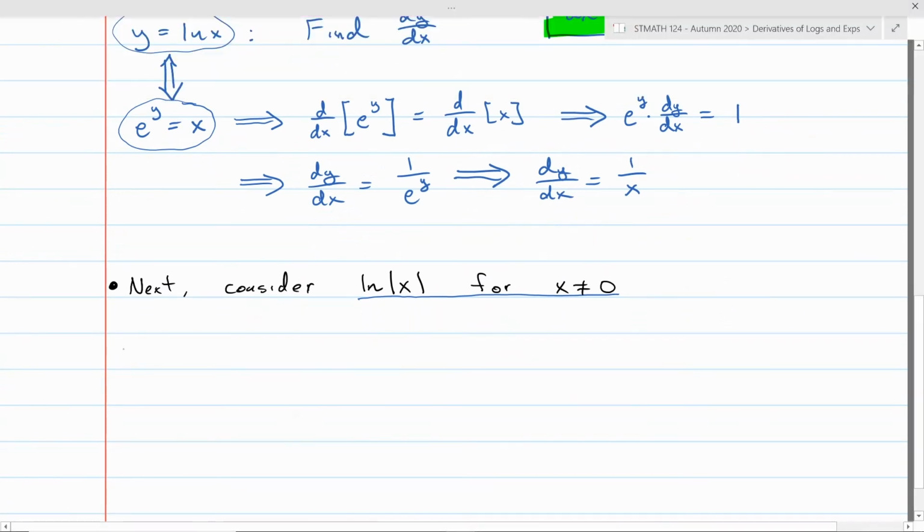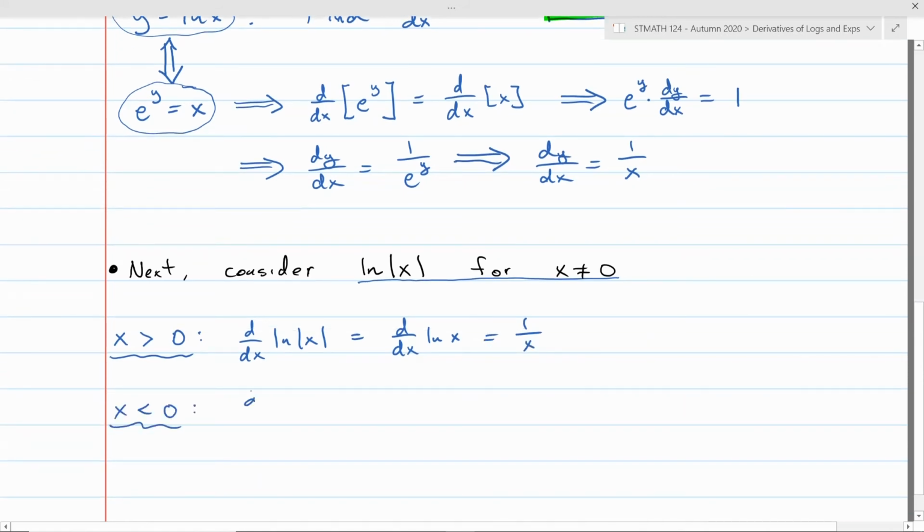Anyway, if you consider x's that are positive first, and you're taking the derivative of the natural log of the absolute value of x, since we're assuming that x is greater than 0, the absolute values just go away, and you're just really differentiating natural log of x, which you already know is 1 over x. On the other hand, if x is less than 0, and you take the derivative of the natural log of the absolute value of x, whenever x is negative and you take the absolute value of it, you just negate it, right? So this becomes the derivative of natural log of negative x.